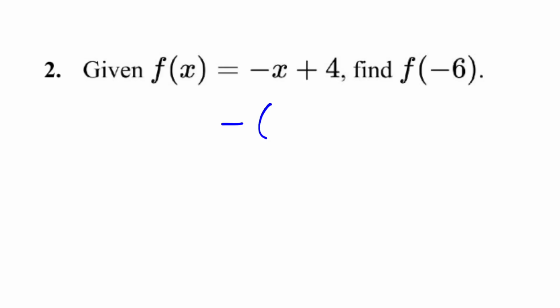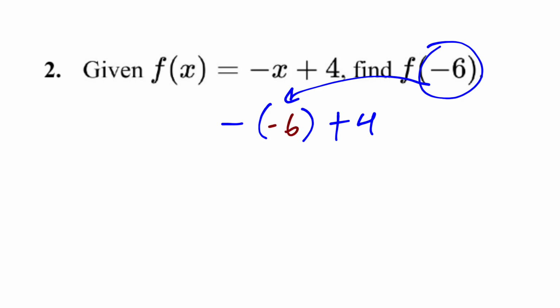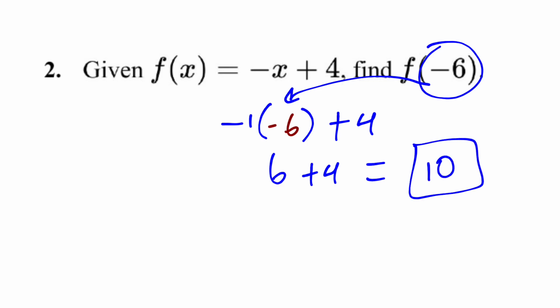I can write this as negative parentheses plus 4. I'm going to plug in the minus 6. Since there are two negatives here, I'm taking negative 1 times a negative 6, which gives me a positive 6. I add the 4 and I get 10.